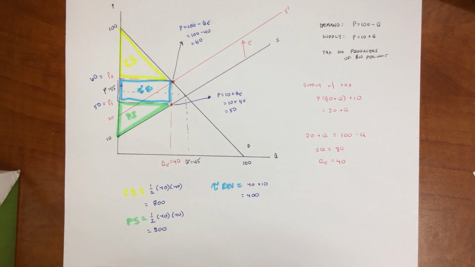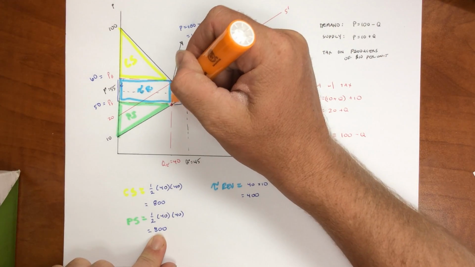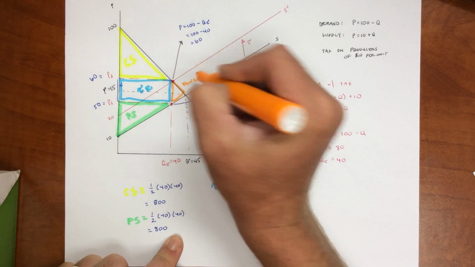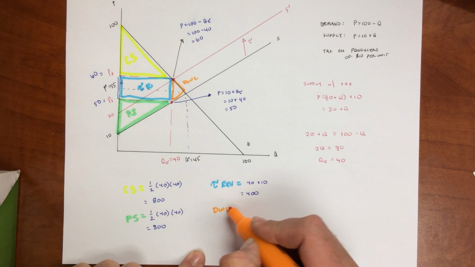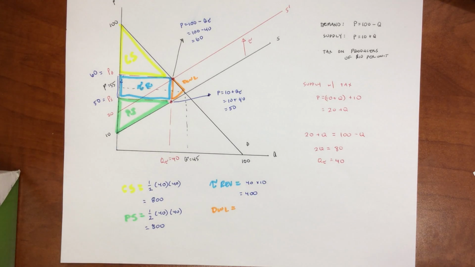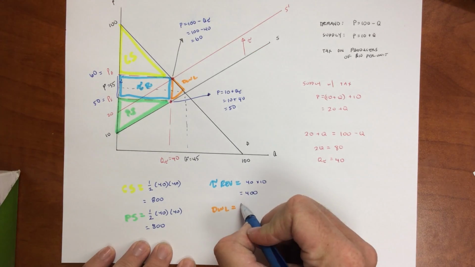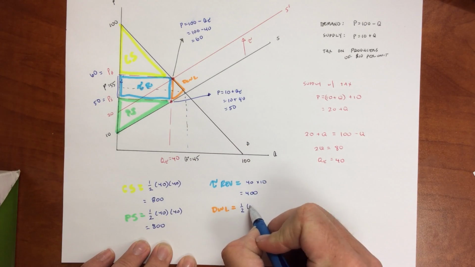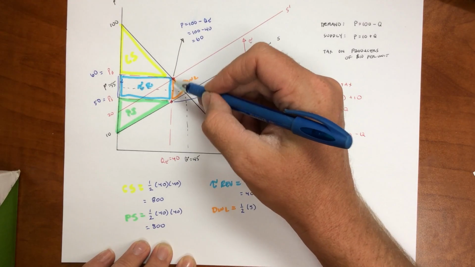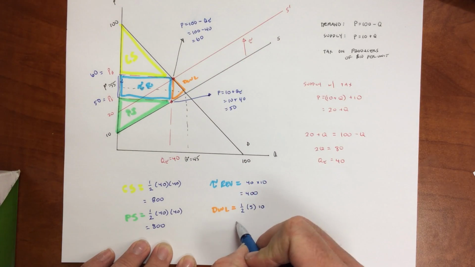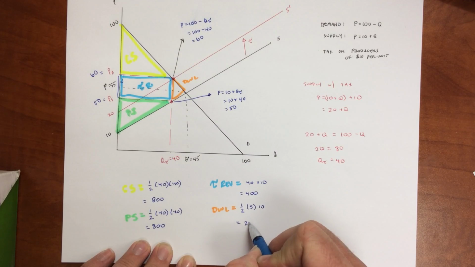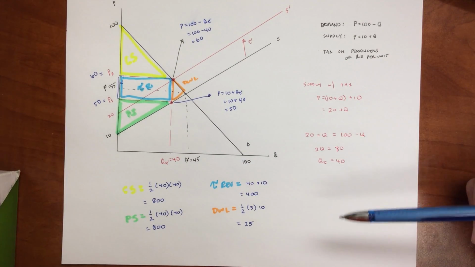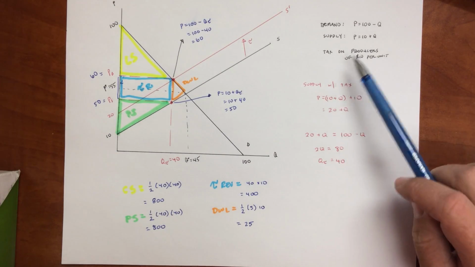To find deadweight loss, it's this triangle here. Since it's a triangle, it's 1/2 base times height. The base is 45 minus 40, which is 5. The height is the size of the tax, which is 10. So that's 50 divided by 2, which is 25. And so there we've calculated the important regions of a tax on producers.